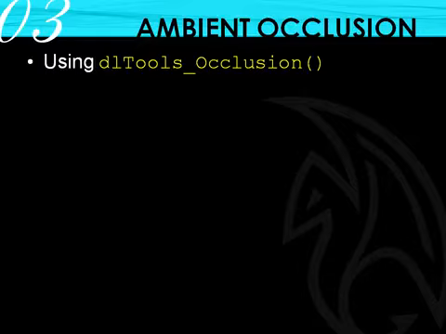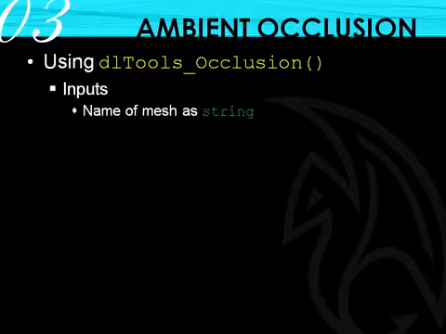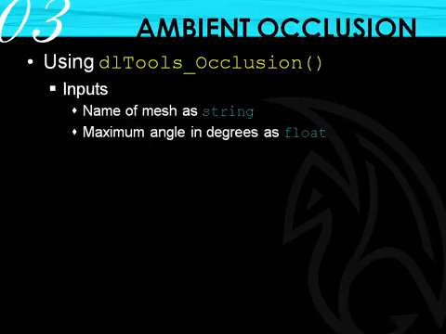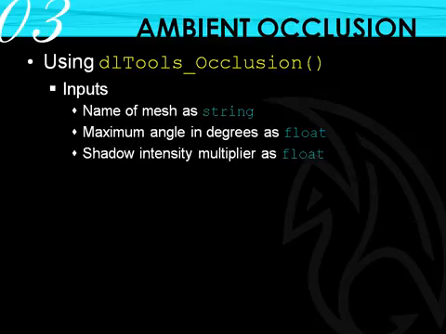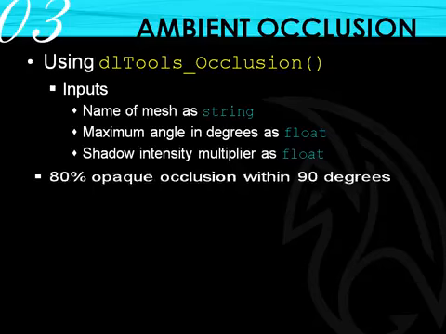So now we're going to create a final tool here called DL Tools Occlusion. And what that's going to do is allow us to create the occlusion on the mesh. So the inputs are essentially going to be, first, the name of the mesh as a string, the maximum angle in degrees as a float. So the maximum angle at which we want to start creating ambient occlusion on the mesh. And then the shadow intensity multiplier. So it's going to allow us to make the shadow more intense or less intense.